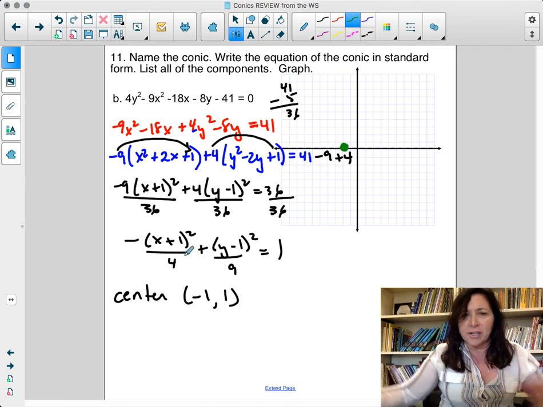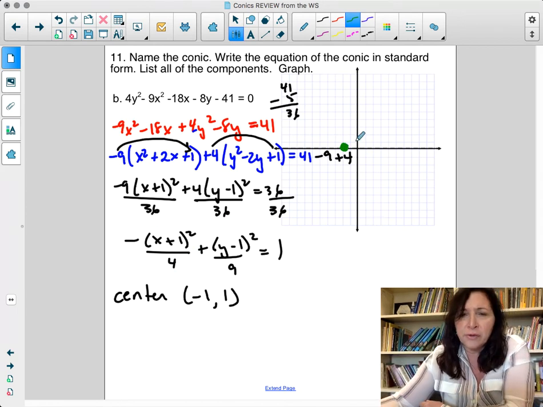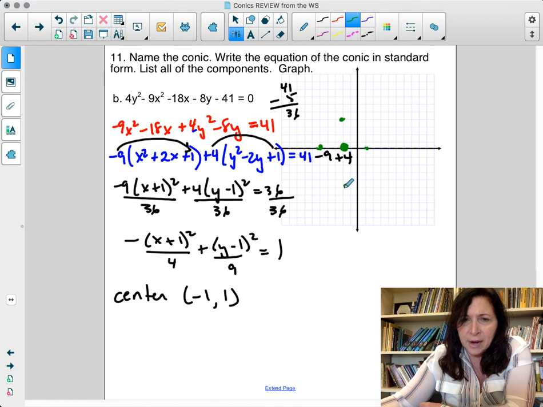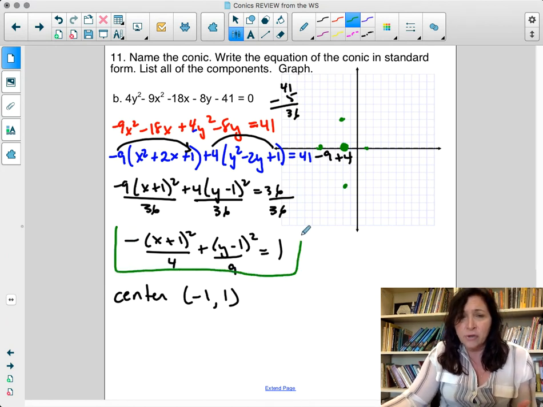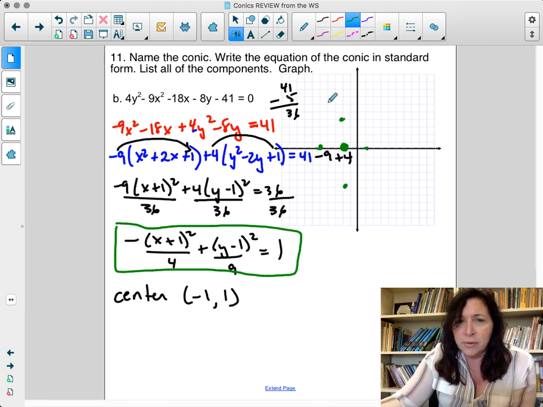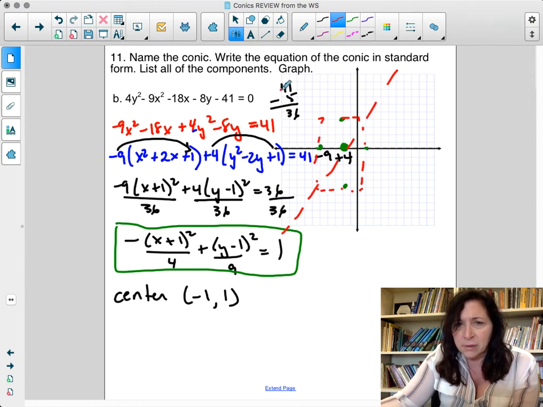In the x direction, I go the square root of 4. So I'm going to go 2 to the right, 2 to the left, 3 up, 3 down. And remember, this is a hyperbola because of the negative sign, right? Do not connect the dots. You need to make a square. So we're going to make a little square here, all right? And we're going to put in our asymptotes, okay? Put those in like that.